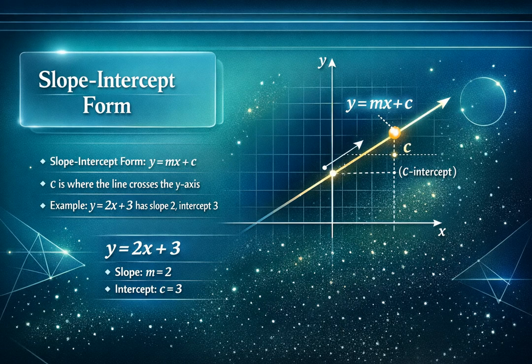The y-intercept is where the line crosses the y-axis at point (0, c). For example, y equals 2x plus 3 has slope 2 and crosses the y-axis at (0, 3). This form is very useful for graphing lines.